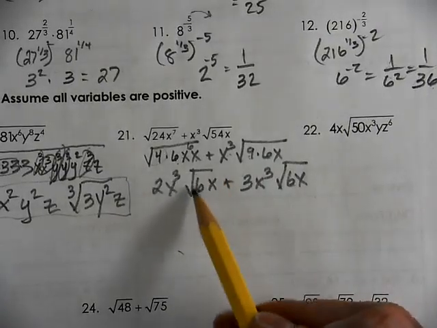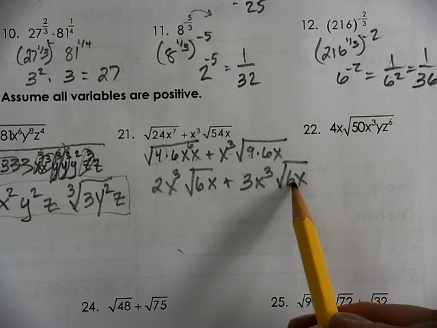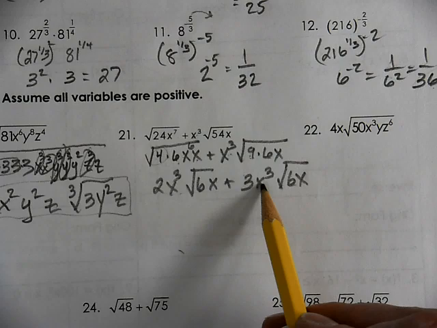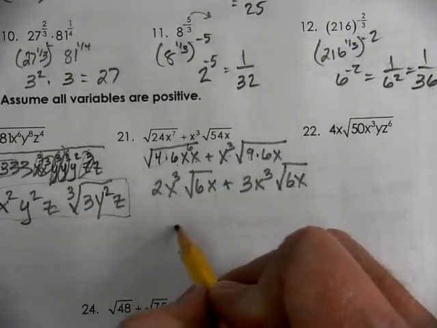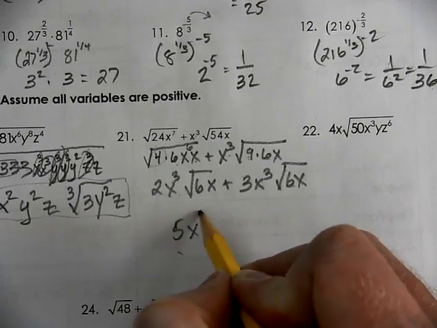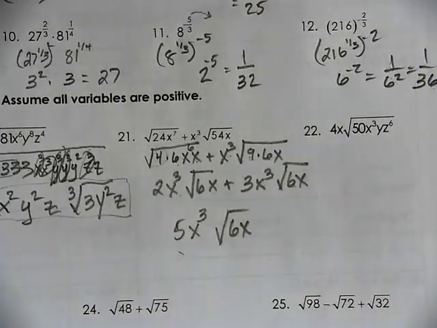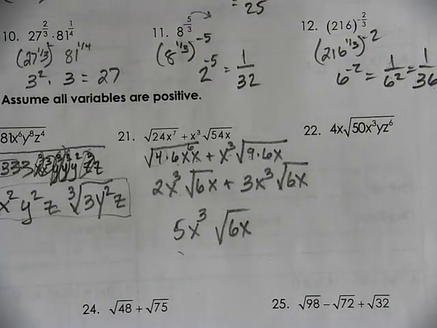Take a look. Your radicals, the radicand and index, are exactly the same. Your variables are exactly the same. So we're adding those together. 5x cubed square root of 6x.